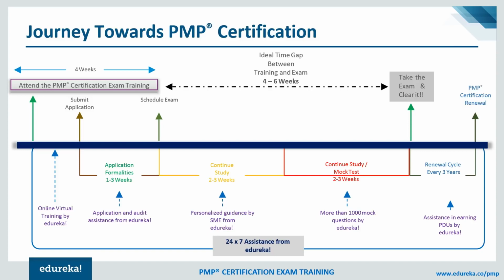Once you take the examination and clear it, you become a PMP certified person, and that certification will be valid for 3 years. During those 3 years, you need to earn 60 PDUs to renew the certification. PDU stands for Professional Development Unit.